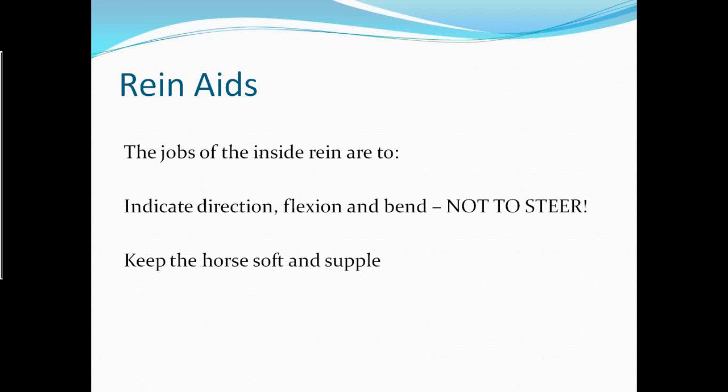The jobs of the inside rein are pretty short and sweet. They're to indicate direction, to flex the horse, and to help him bend, not to steer. The inside rein is not to pull on and steer your horse, because that's going to pull him off balance. And the other important job of the inside rein is to keep the horse soft and supple.